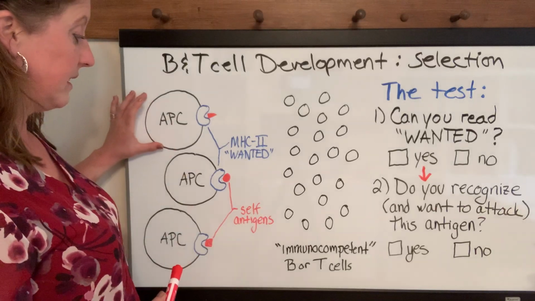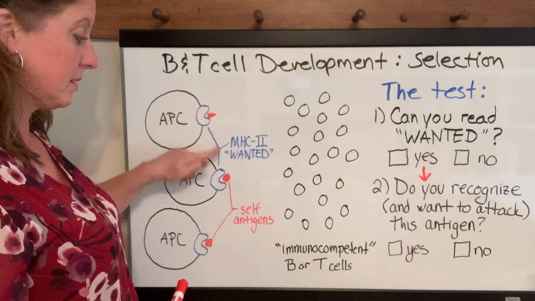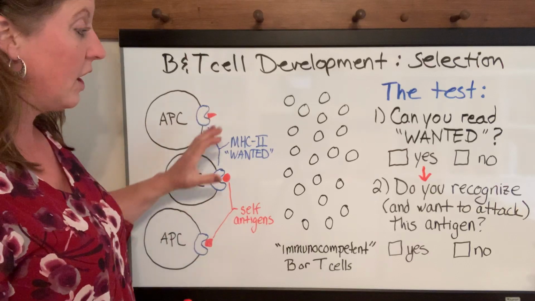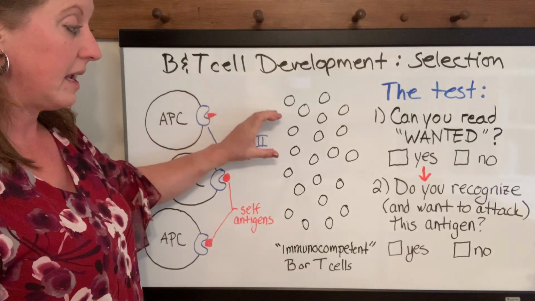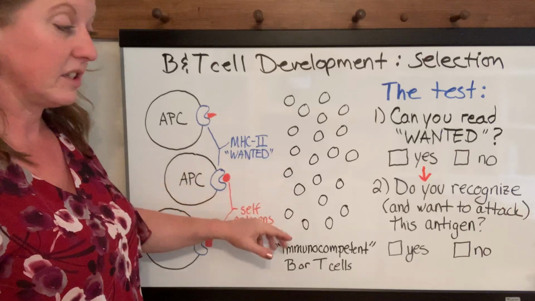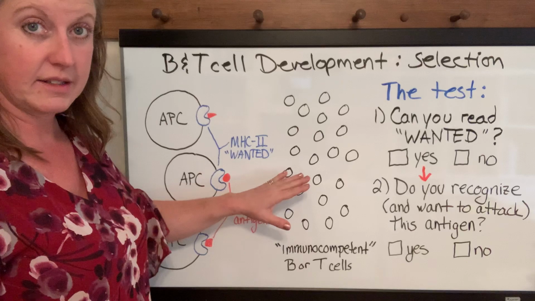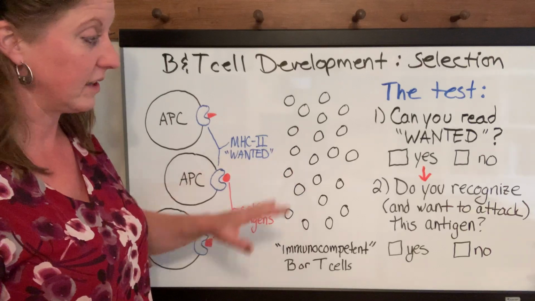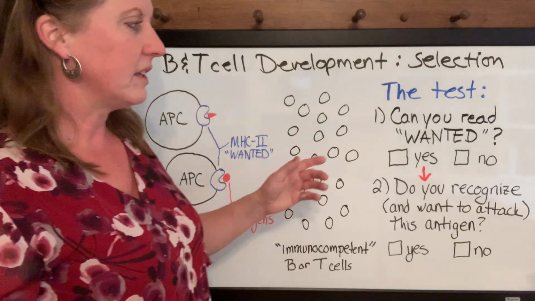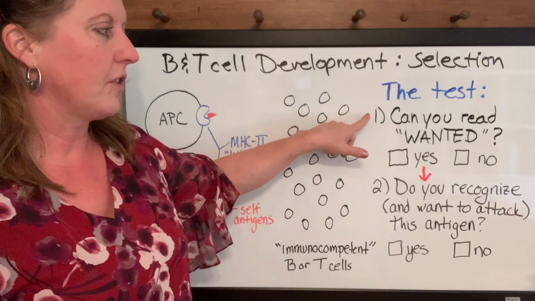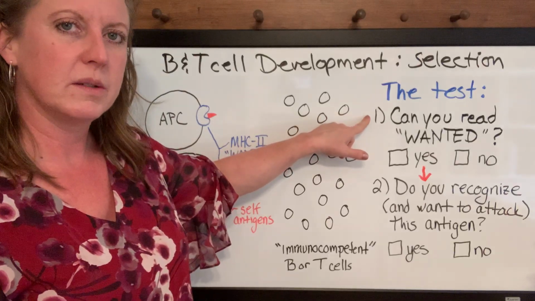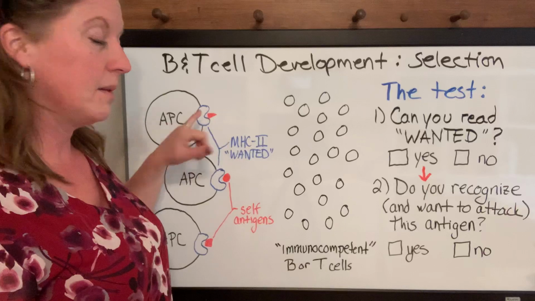Now, the test is fairly simple. The antigen-presenting cells, of which there are many, each displaying a different self-antigen, go and display that MHC2 with the self-antigen to each of these B and T cells, and there are millions of these. So this is a long testing process. And the test is fairly simple. It's 2 questions. The first one says, can you read the wanted poster? Do you recognize the MHC2?